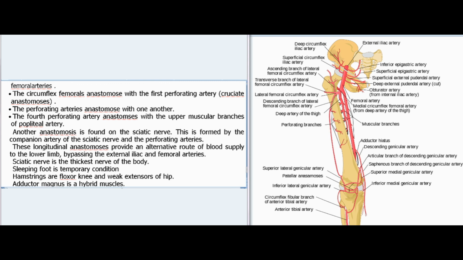Sciatic nerve is the thickest nerve of the body. Sleeping foot is a temporary condition. Hamstrings are flexors of the knee and weak extensors of the hip. Adductor magnus is a hybrid muscle. The thin artery accompanying the sciatic nerve is part of the axial artery of the lower limb.